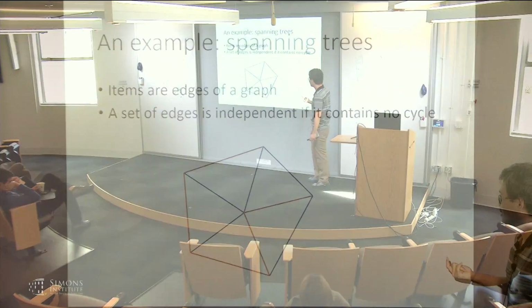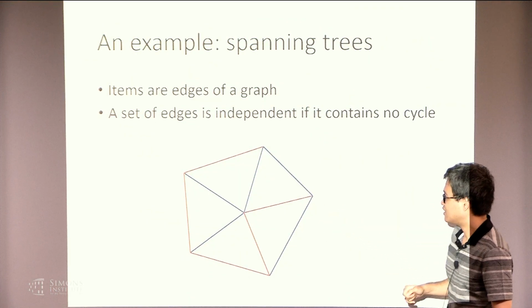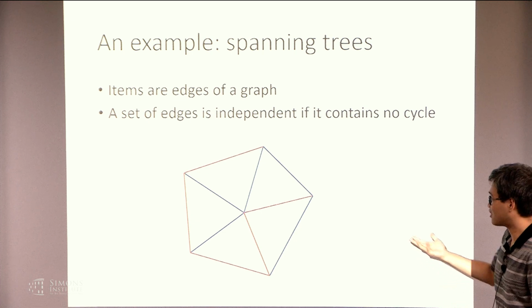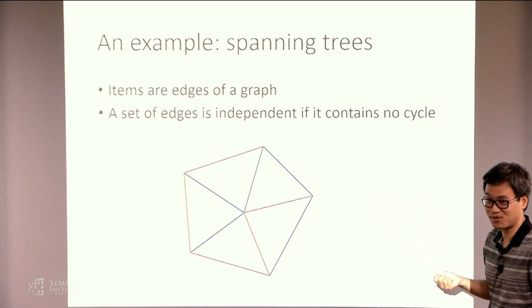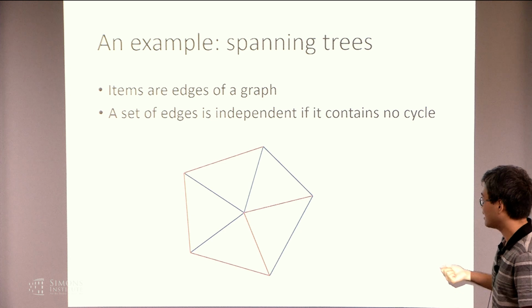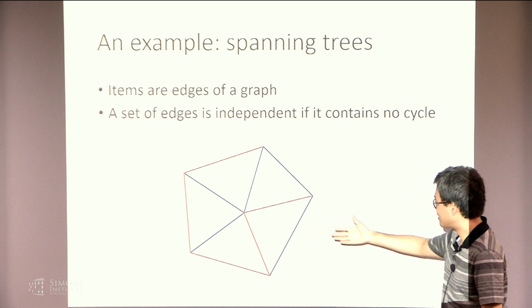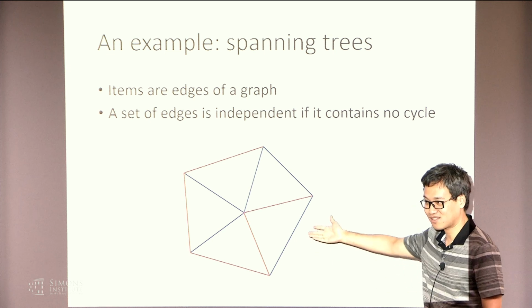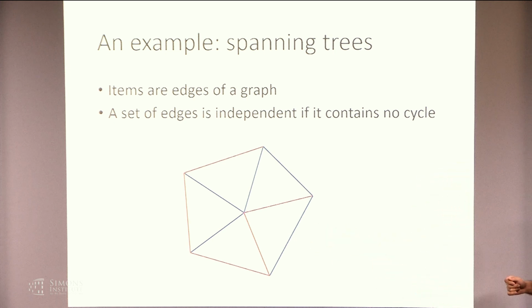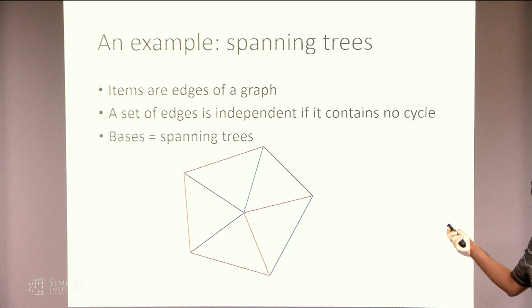For example, if we look at the red edges here, then they would be an independent set because there's no cycle among the red edges. If I look at the blue edges here, they are also an independent set because there's no cycle among the blue edges. Again, if you look at the bases, they correspond exactly to the spanning trees of this graph. This is an example of a matroid.